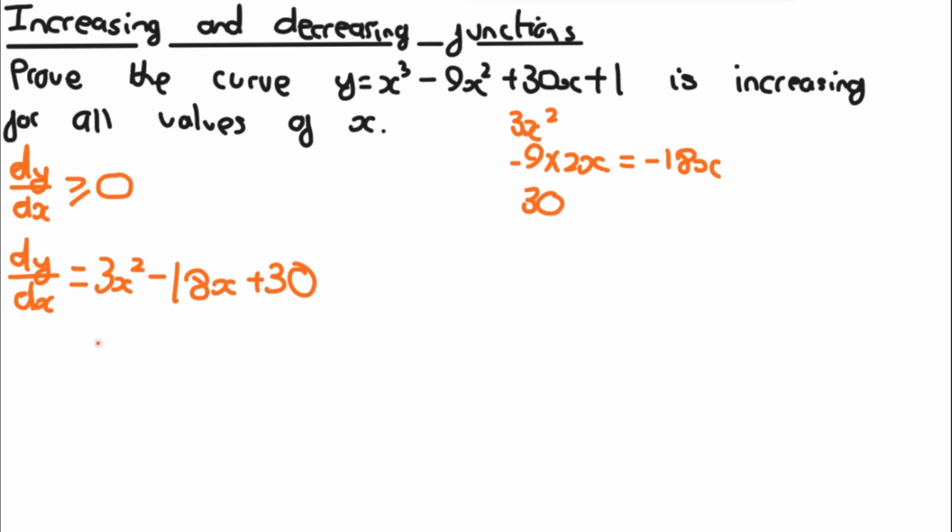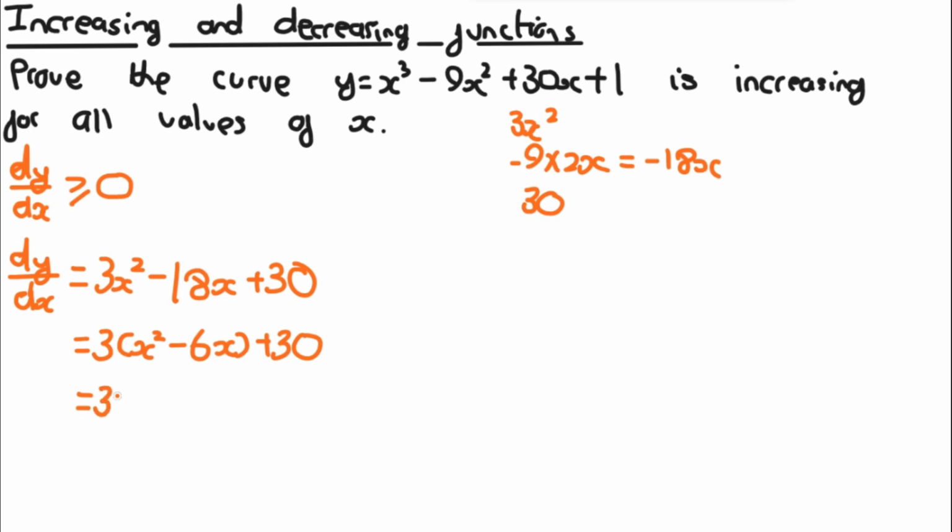Okay, now we're going to use the completing the square method. Please go back to the completing the square video in chapter 2, because I'm not going to go through how it works in full. Firstly, what we need to do is factorize out this 3 from the first two terms. So it's going to be 3 of x squared minus 6x, plus 30. And then we're going to half this coefficient and get rid of this square so we can put the square on the outside of the bracket.